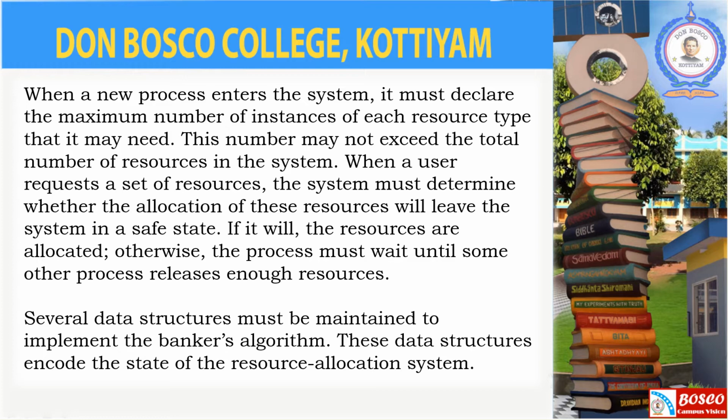When a user requests a set of resources, the system must determine whether the allocation of these resources will leave the system in a safe state. If it will, the resources are allocated. Otherwise, the process must wait until some other process releases enough resources. For this algorithm, when a new process enters into the system, it has to give the total number of resources it needs to complete its process.